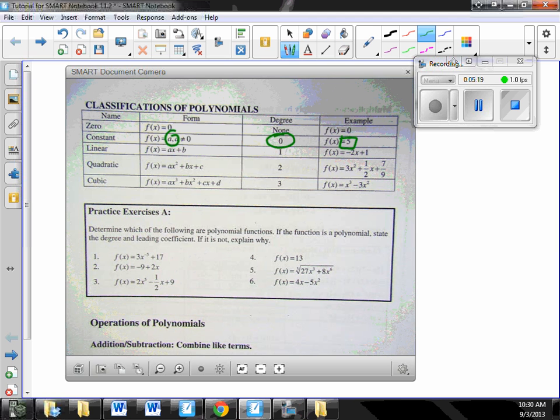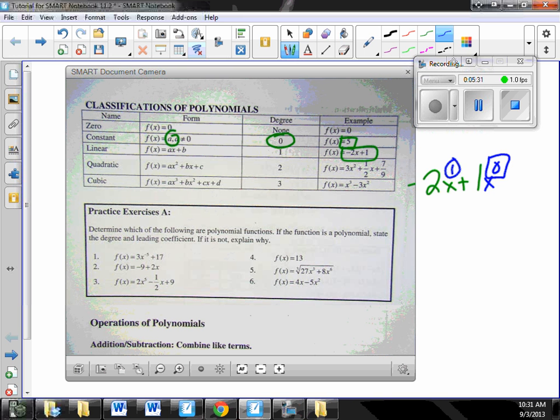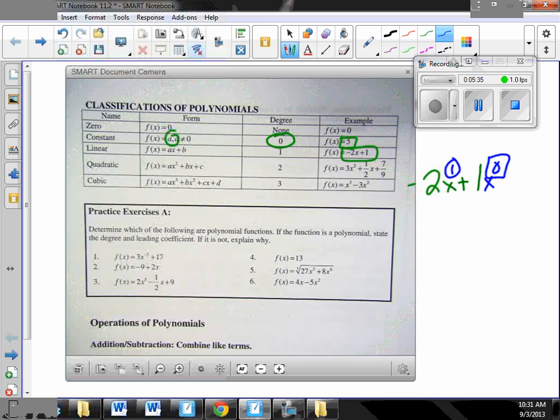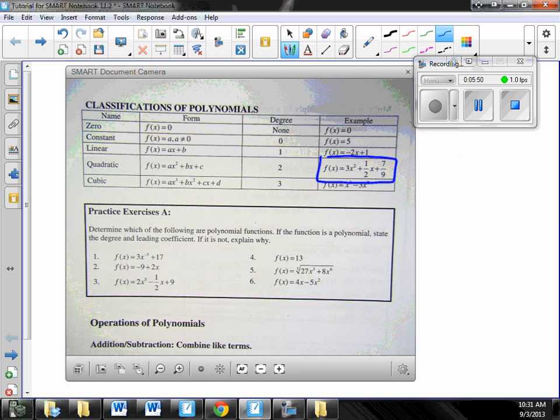If we had a linear equation, negative 2x plus 1, we have two exponents. We have an exponent to the first. We also have an exponent to the 0. The degree is the bigger of the two. So all linear equations have degree 1, x to the first. The next one, what is the degree of a quadratic? What is the largest exponent on a quadratic equation? 2. Degree 2. So this one is a trinomial, meaning it has 3 terms of degree 2. Trinomial, 3 terms, largest exponent is a 2.